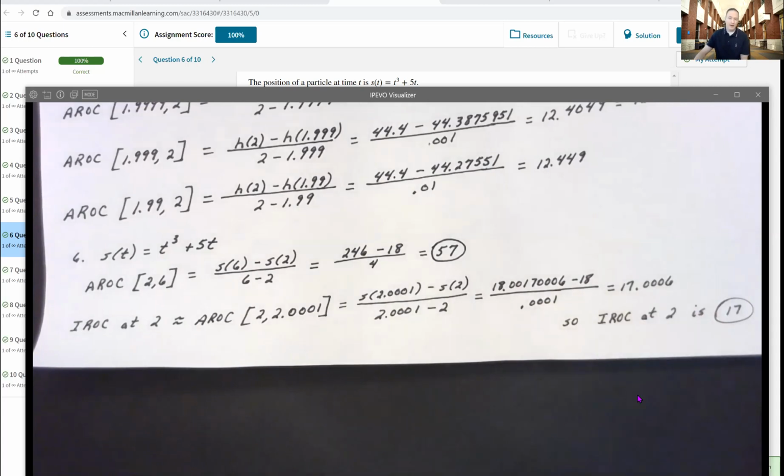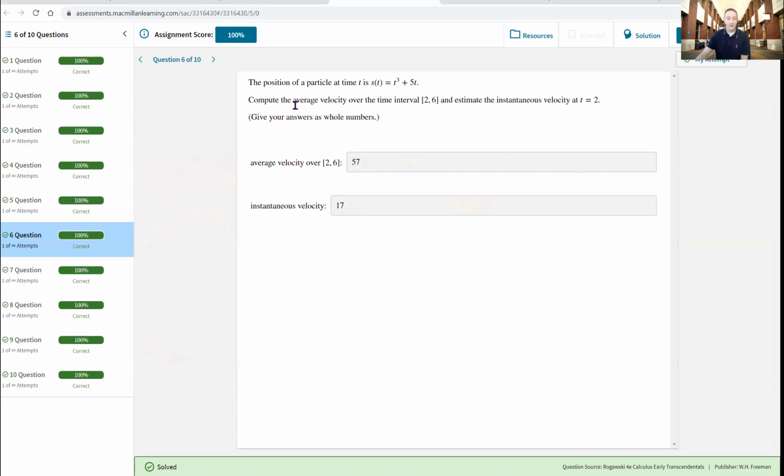17.0006. So now, whenever it's saying the instantaneous velocity or the instantaneous rate of change at 2, I think it even told us to round to the nearest whole number, so that made this one really easy. Yeah, it said give your answer as whole numbers. So 17 was the only logical choice there.